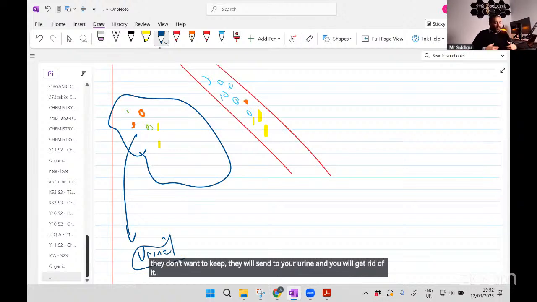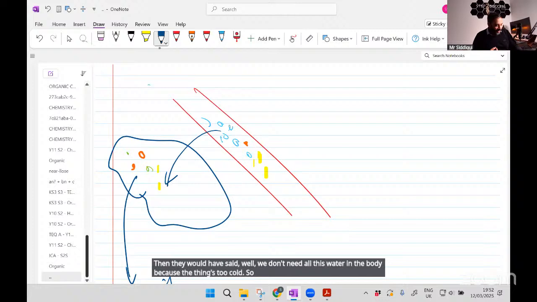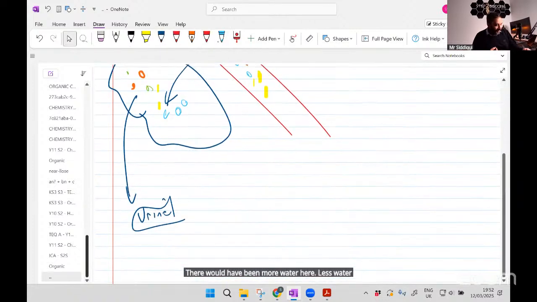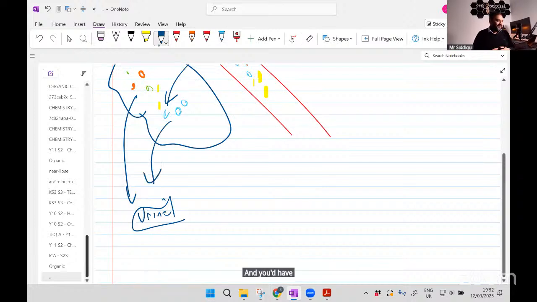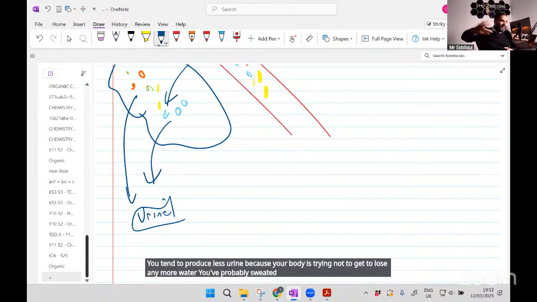Okay. And so, for example, if it was a much colder day, then they would have said, well, we don't need all this water in the body because the thing's too cold. So in that situation, there would have been more water here, less water would have gone back into your blood, and you'd have produced more urine because there'd have been more water in it. So on a hot day, you tend to produce less urine because your body is trying not to lose any more water. You've probably sweated already, and you don't want to get rid of even more water and feel more dehydrated. So you end up producing less.